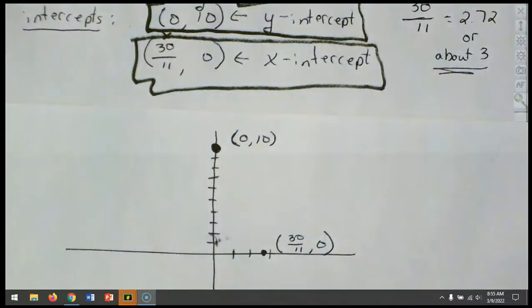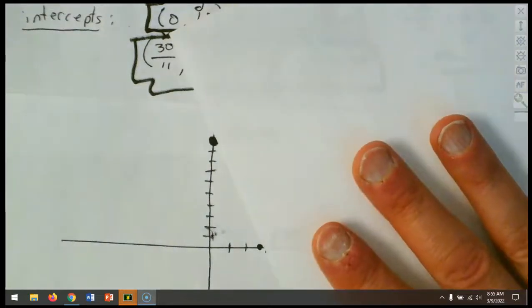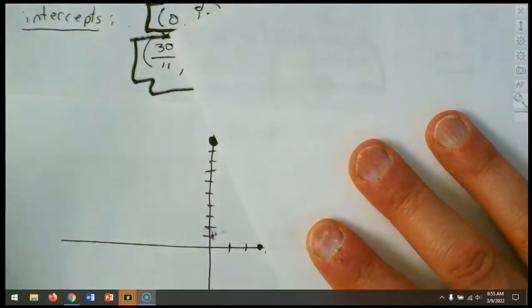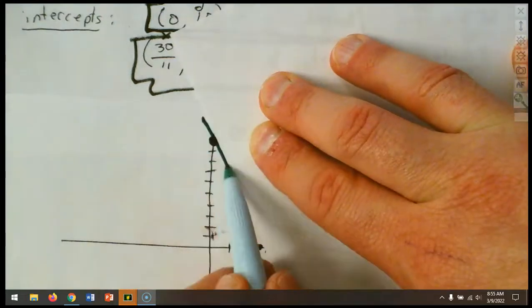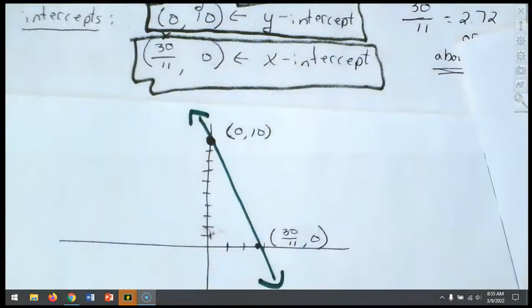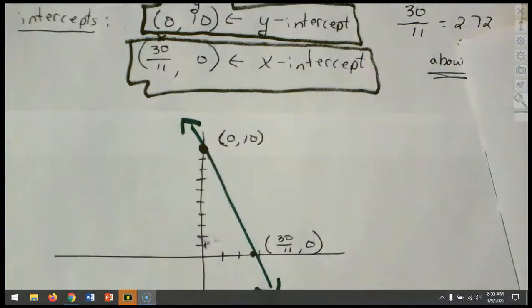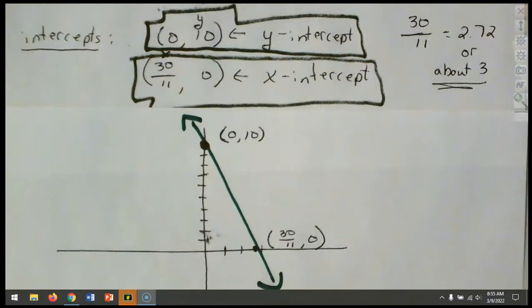Now what do we do? Take our ruler or straight edge. We connect them together, and we are done. So we'll just take our straight edge here, and we'll connect these together. And there is your graph. And it told us to find the intercepts, so that's what we did. And we then used our intercepts to graph that line.